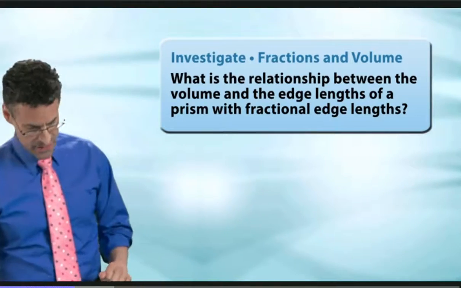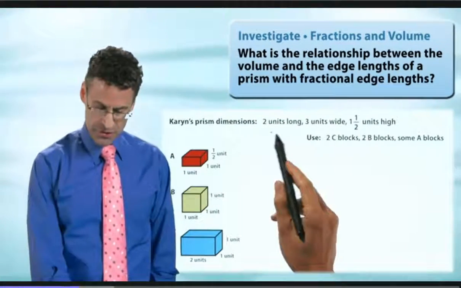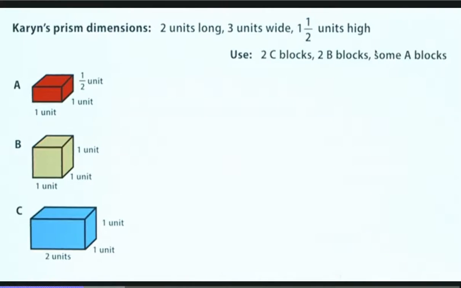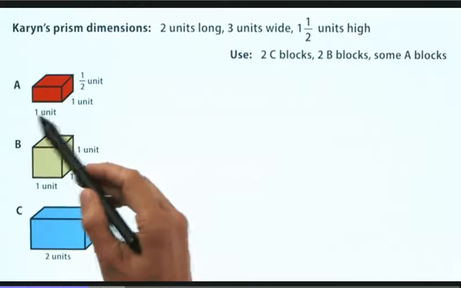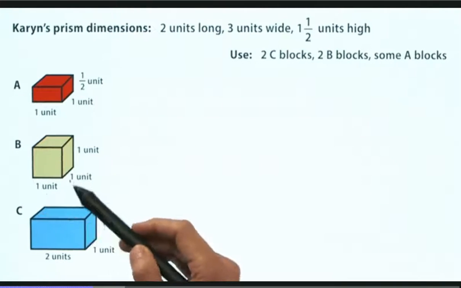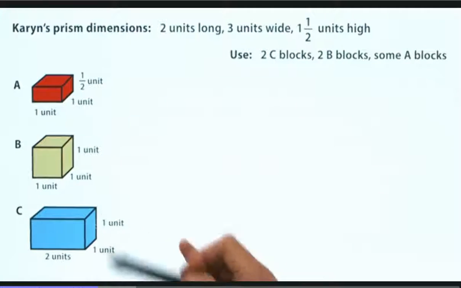Okay, so let's check it out. We're looking for a rectangular prism that's 2 units long, 3 units wide, and 1.5 units high. This is a real puzzle, right? So let's take a look at each of these things. The A blocks are 1 unit by 1 unit by 1/2 a unit. The B blocks are 1 unit by 1 unit by 1 unit. And the C blocks are 2 units by 1 unit by 1 unit.